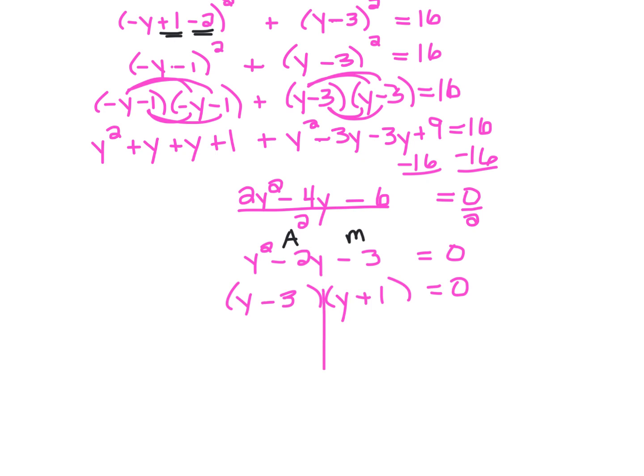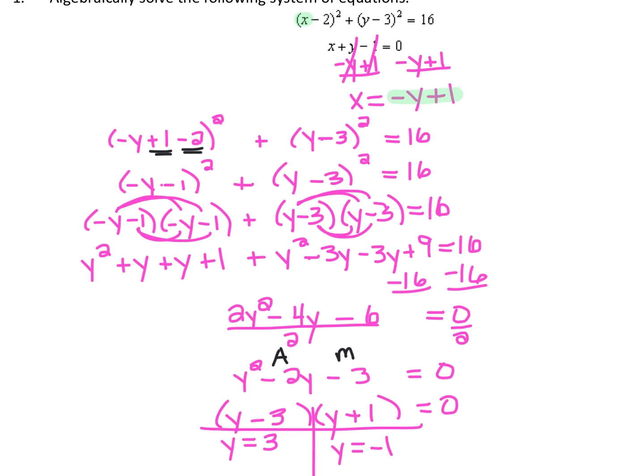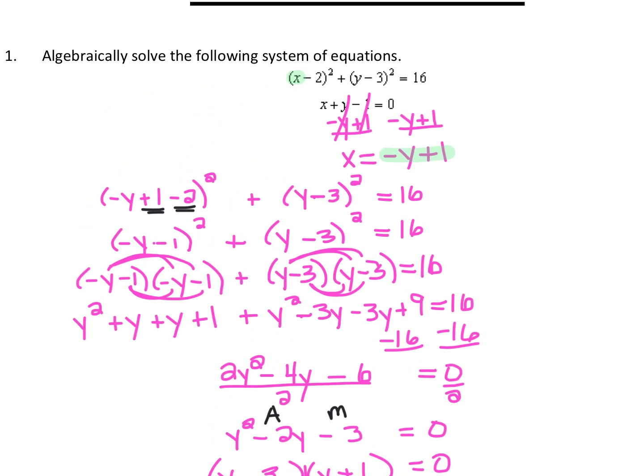All right, so we wind up with y equals 3 and y equals negative 1. Now, we need to figure out what x values correspond with these y values. So let's go back up to the original equation. Actually, I'm not even going to use the original equation. I'm going to use this equation. Since we're solving for x, we might as well use the equation where x is by itself.